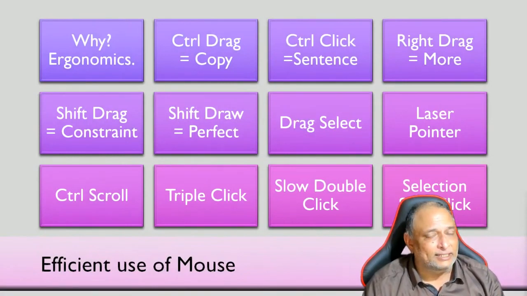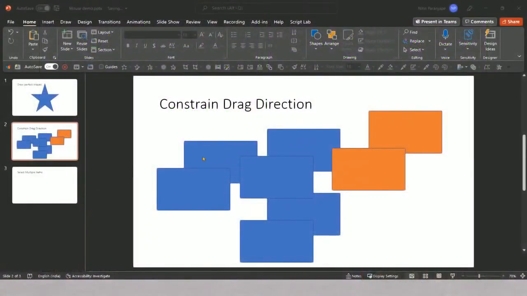Now drag select. What does that mean? If I have multiple shapes and I want to select them, how do I exactly do that? Just to complicate matters, I'm going to duplicate these and randomly put them somewhere. Now let's say for whatever reason I want to select only these two, and I'll just color them differently. Only the orange ones I want to select. So I have multiple shapes and I want to select only the orange ones. How do I do that?